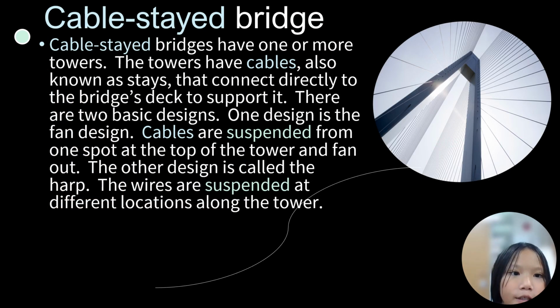Cable-stayed bridge. Cable-stayed bridges have one or more towers. The towers have cables, also known as stays, that connect directly to the bridge's deck to support it. There are two basic designs. One design is the fan design. Cables are suspended from one spot at the top of the tower and fan out. The other design is called the harp. The wires are suspended at different locations along the tower.